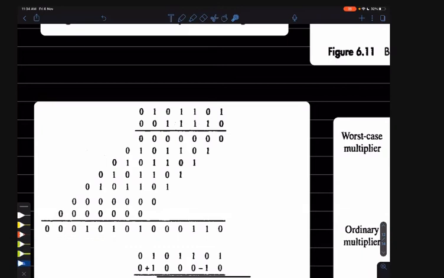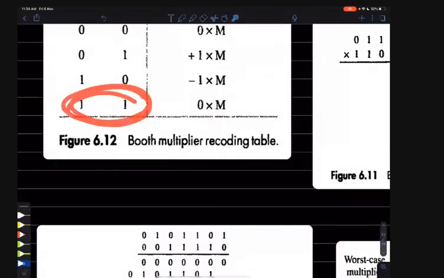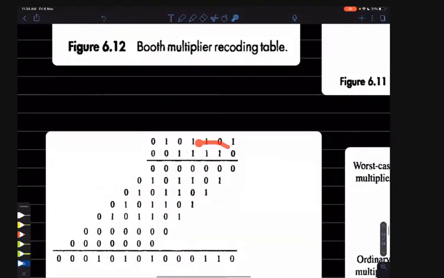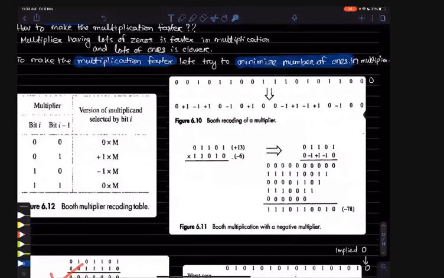Then how do we reduce the number of ones? According to Booth's algorithm, whenever there are lots of ones, we convert them to 0. Suppose here 4 ones are there. What will we replace them with? We replace them with lots of zeros. That's the advantage of Booth's algorithm. Now let's see how to replace it, how to code it.